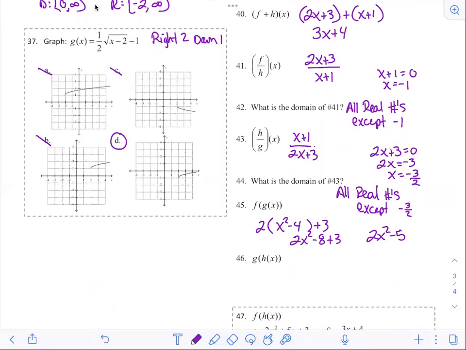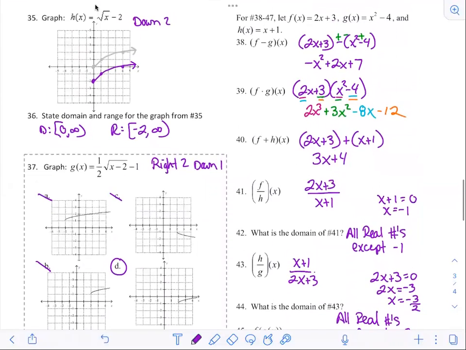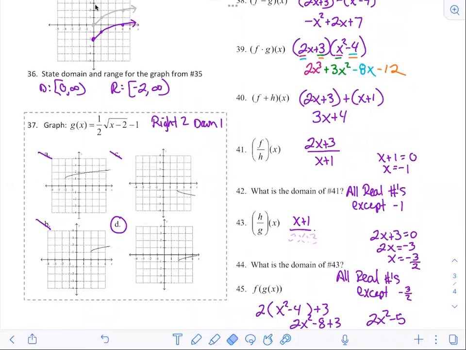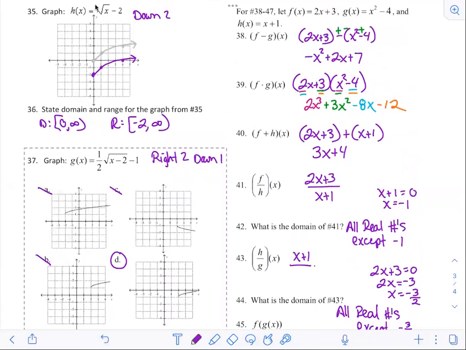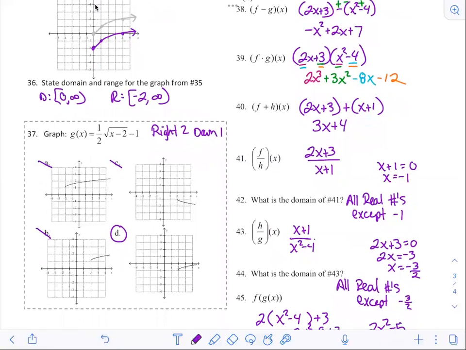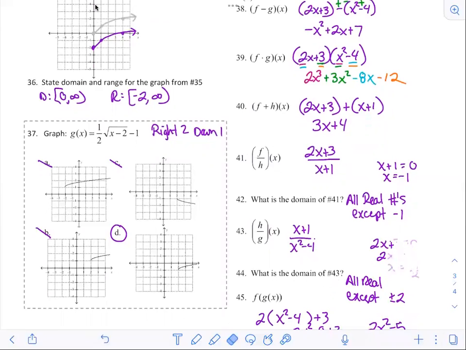Now for, oh, I just realized I put the wrong function here. This one would be x squared minus 4 there. So that's going to actually give us a domain of all real numbers except plus or minus 2, because that one we want to set x squared minus 4 equal to 0. Take the square root of both sides and we get plus or minus 2.